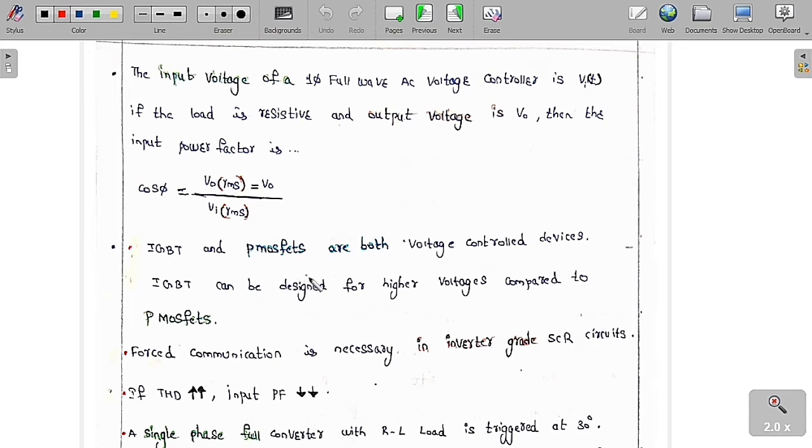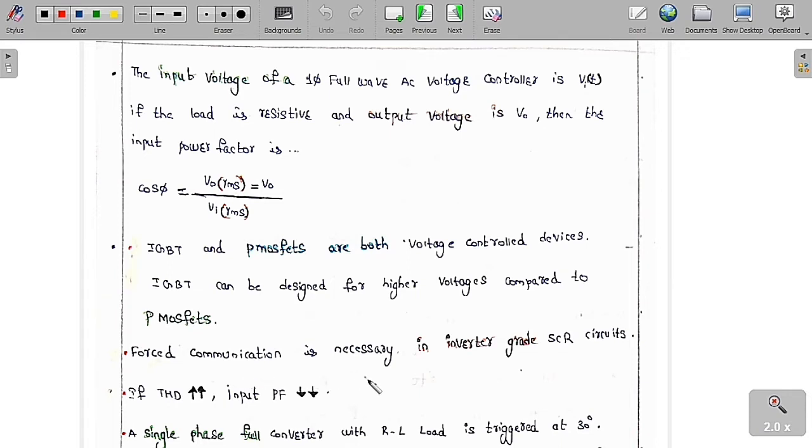IGBT and power MOSFETs are both voltage control devices. IGBT can be designed for higher voltage ratings compared to power MOSFET. I have already told you the ratings of the IGBT are very much higher when compared to power MOSFETs, whereas the operating frequency of MOSFETs is much higher than the IGBT.